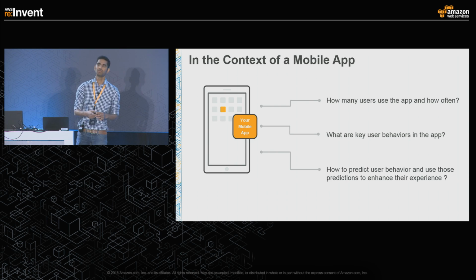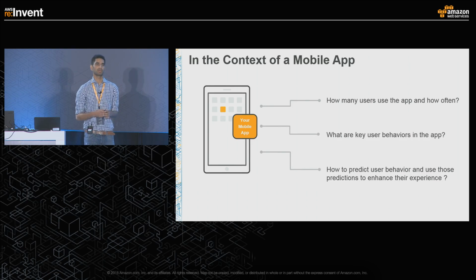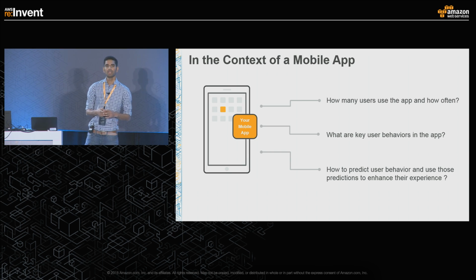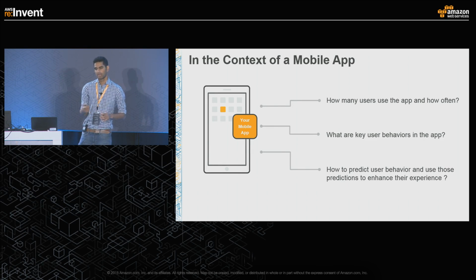So all of us in the room today are clearly interested in mobile apps. Some of you might have already published a mobile app, and some of you might be in the process of publishing one, or at least have it in the roadmap. So in the context of mobile apps, what do these 3 stages really mean? When you publish a mobile app, you start by asking yourself, how many users use the app, or how often do they use it?